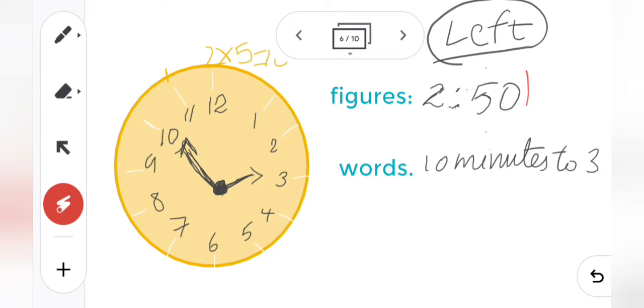You see in figures it is 50 minutes. So from this 50 you minus from 60. So 60 minus 50, 10. So 10 minutes to the next hour. Here it is 2 hours, so the next hour will be 3 hours. So 10 minutes to 3. So you have to be careful when you write in the left side. Right side is easy.